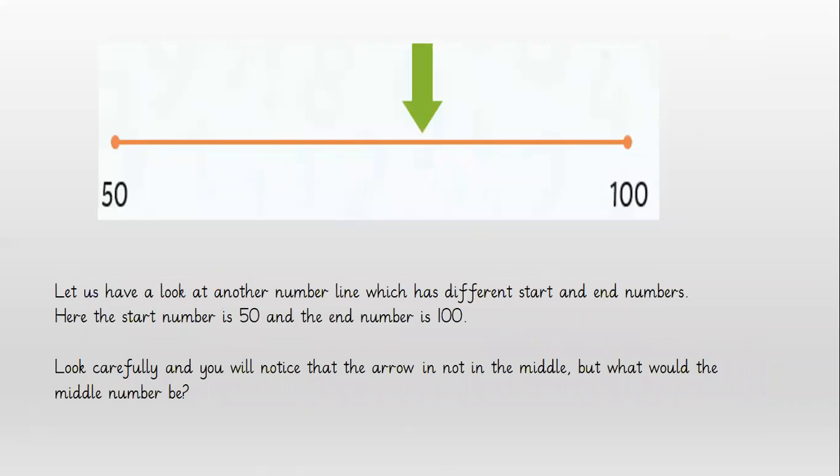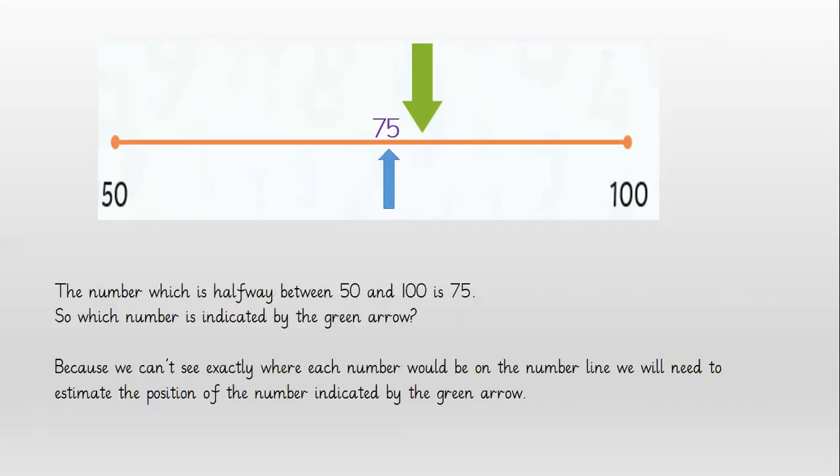Now let us look at another number line, which has different start and end numbers. Here the start number is 50 and the end number is 100. Look carefully and you will notice that the arrow is not in the middle. So what would the middle number be? Let's find that out first. So the number which is halfway between 50 and 100 is 75.